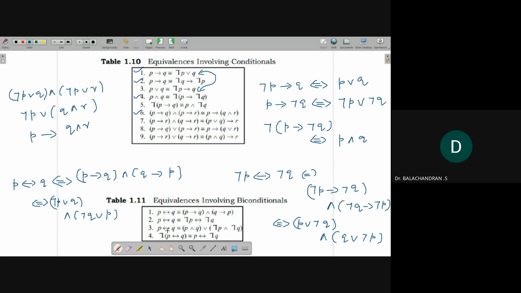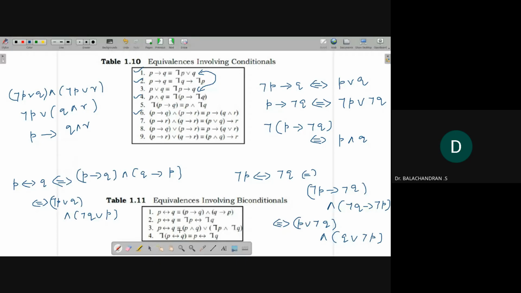Similarly, I leave the remaining two, 3 and 4, to you. You can check it. So either you should remember, or you need to write like this and then get the proof if possible, or at least verify with a truth table. Suppose you don't know how to prove this is equal to this, you can check it in the truth table, and then these two are the same.